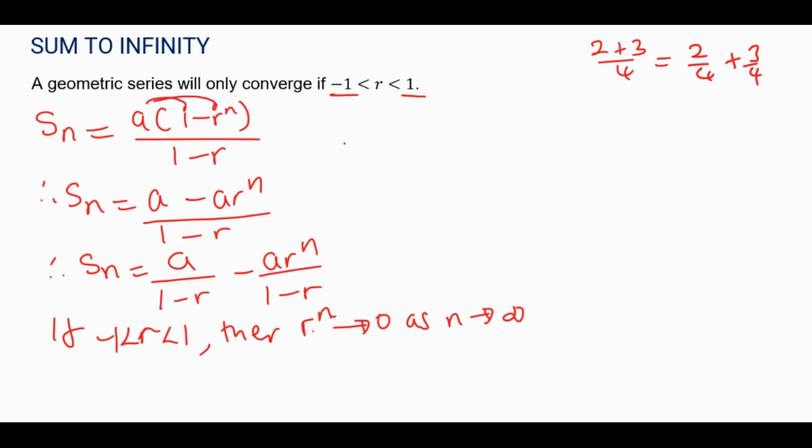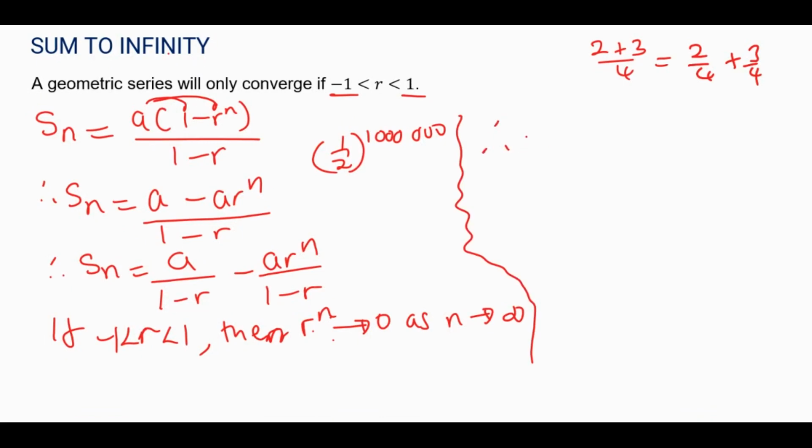Like if you say 1 over 2 to the power, let's say 1 million. Okay, the values are what? Approaching 0. So as n becomes bigger, approaches infinity, r to the power n approaches 0. Remember, we're looking for sum to infinity.